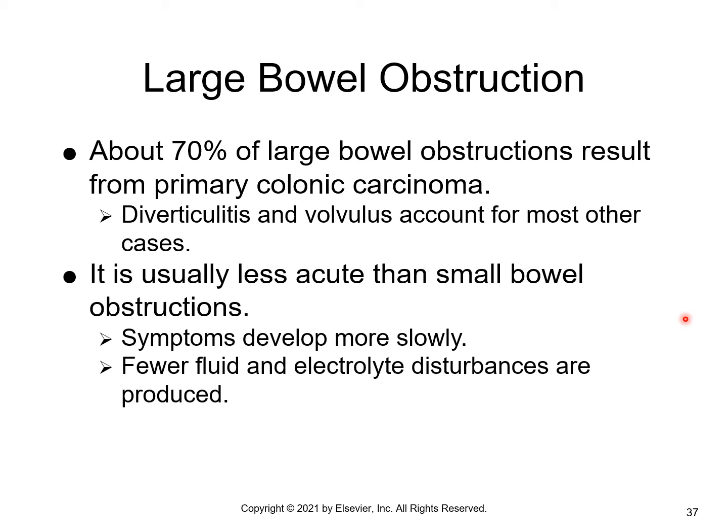Usually our large bowel obstructions are less acute than small bowel obstructions, so they develop more slowly. It doesn't just happen in a moment and then correct itself quickly. So the symptoms develop more slowly over time, and with the large bowel intestines, we also have fewer fluid and electrolyte disturbances because most of our fluid and electrolytes are actually absorbed in the small intestine. So disruption of that small intestine can be very significant, whereas the large bowel obstruction will not affect the absorption of fluid and electrolytes quite as much.